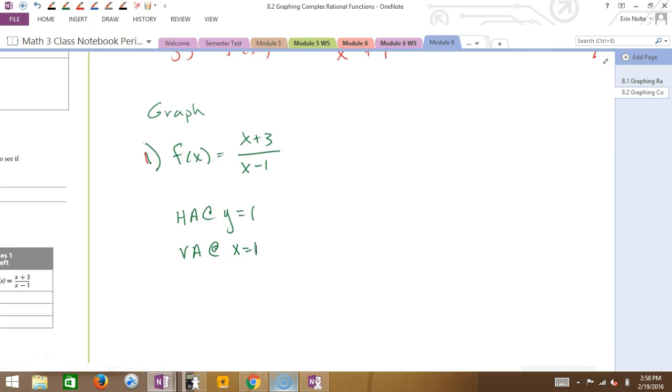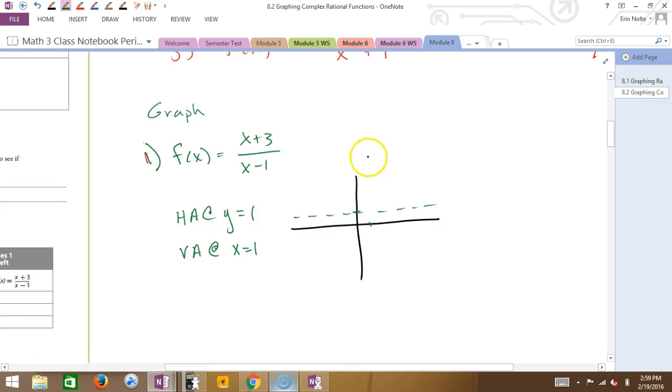Okay, so this is giving me almost enough information to graph this. I'm going to graph this and then I'm going to show you on the calculator and see if you guys start to notice something. Okay, so I'm going to draw my horizontal asymptote at 1, and then I had a vertical one here.